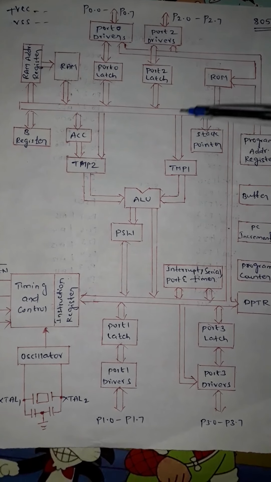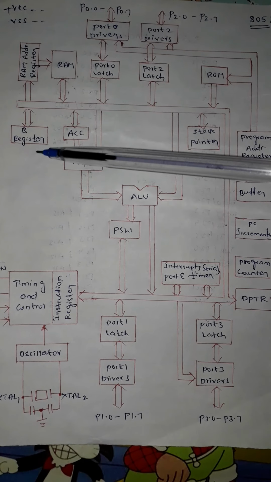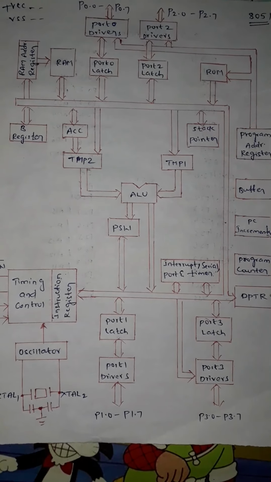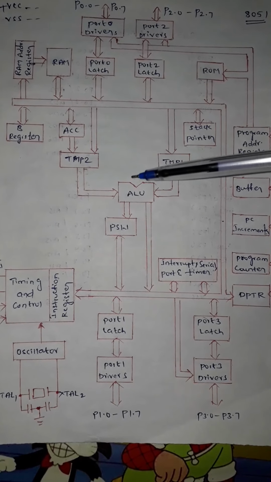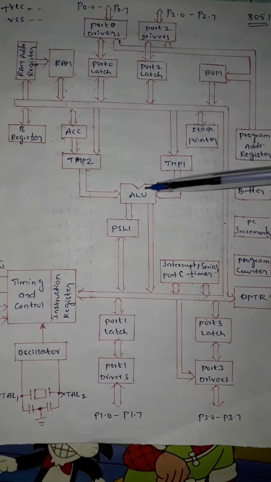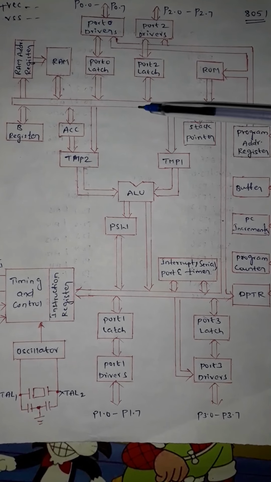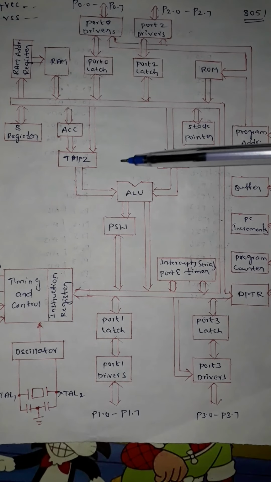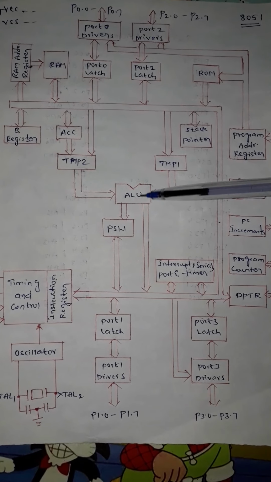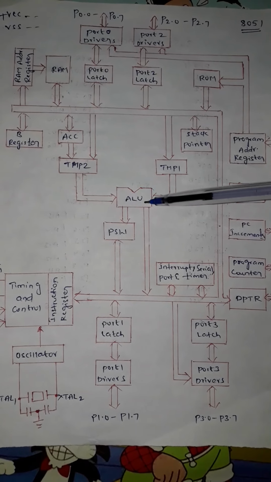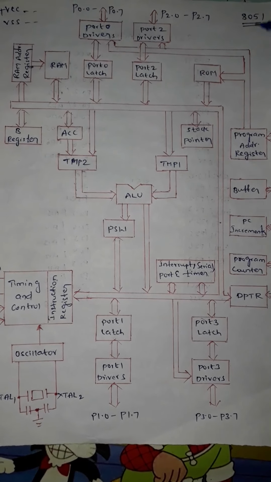And now let us look at the accumulator register and the B register. The accumulator register is used to store or accumulate the results. We have an ALU in the 8051. The size of the ALU is 8 bit, so it performs operations on 8 bit data, like it can add or subtract two 8 bit numbers. It performs arithmetic and logical operations. So the 8051 is also an 8 bit controller.